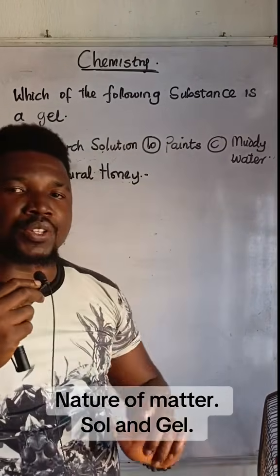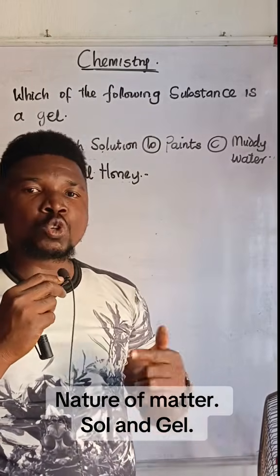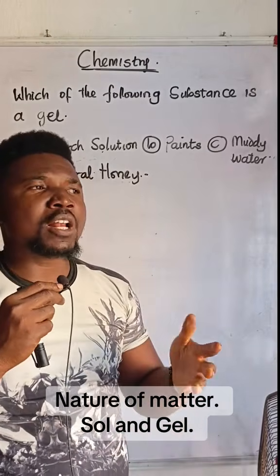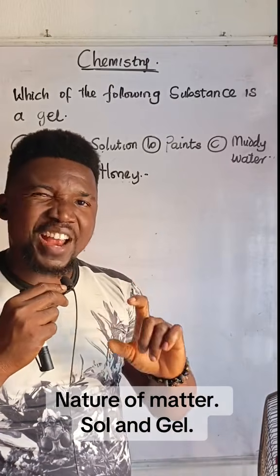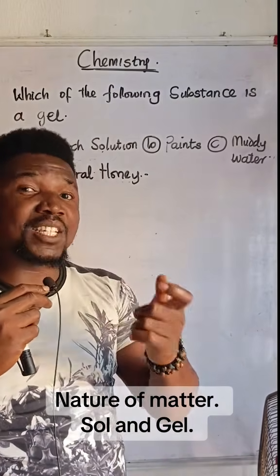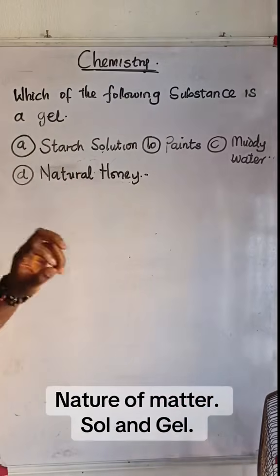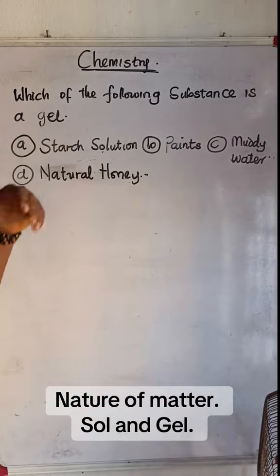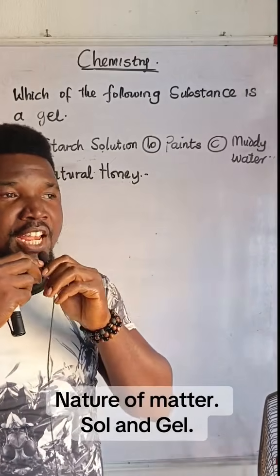Starch solution is a colloidal dispersion, whereby the solute is insoluble in the solvent, but we may not actually see the particles of the solute because they are very minute and invisible to the eye. Such a solution is not a gel, but it is a sol. Actually, it's part of a colloidal dispersion, but it's a sol, not a gel.